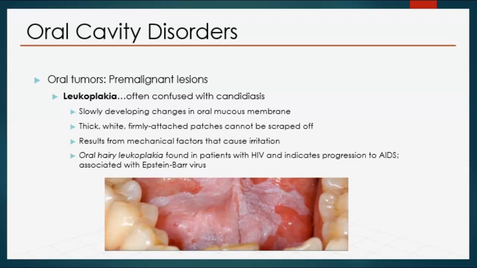Okay, so other oral cavity disorders. Oral tumors. So premalignant lesions. One is called leukoplakia. I want you to look at this, and just look at how this covers the oral mucous membrane. It's white and it's thick, but it's very firmly attached, and it doesn't look like you could scrape that off of there.